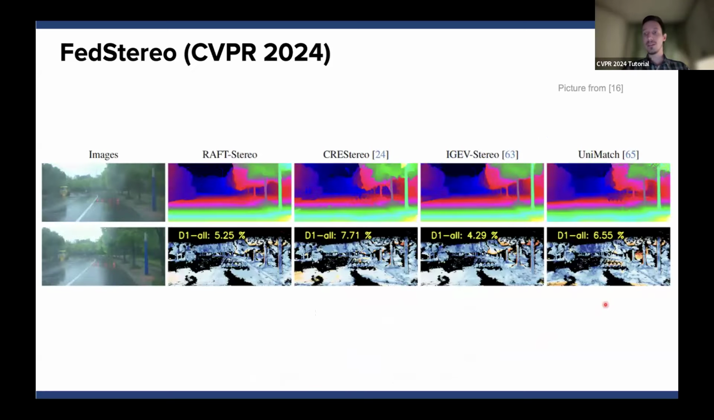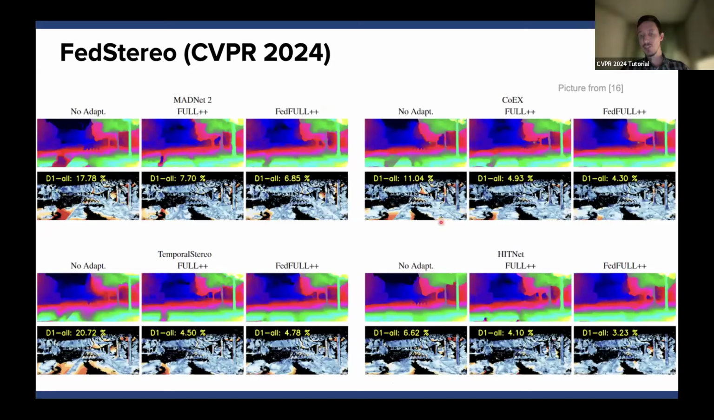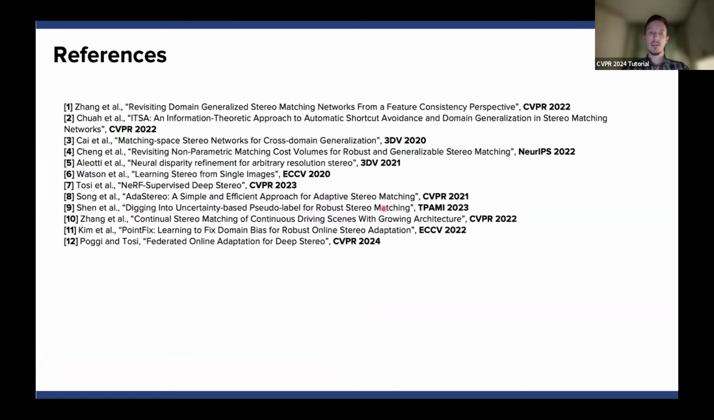Finally, some additional qualitative results on a slightly more challenging dataset that basically confirm the accuracy of our technique. So that's all for this part.